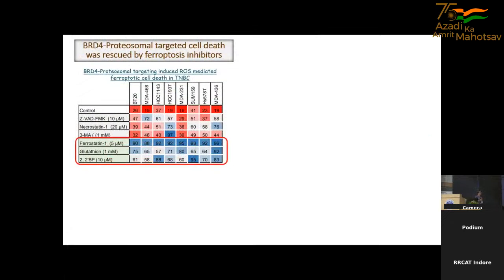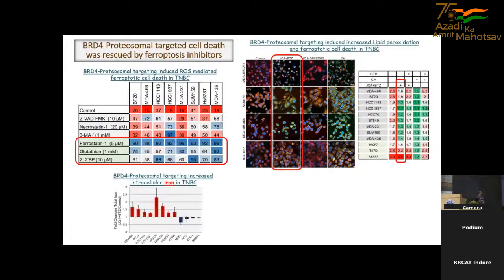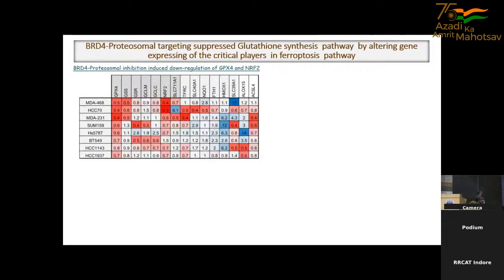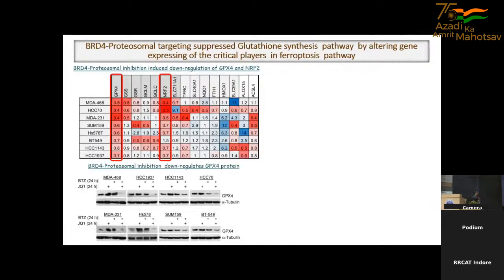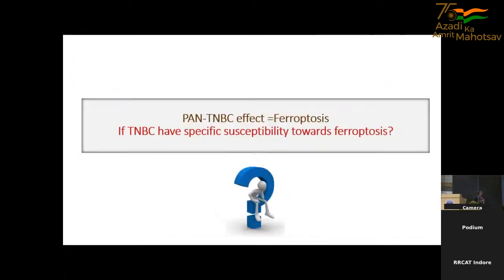So then we put some rescue experiments. And then we can analyze that, yes, this pathway is actually ferroptosis. And the specific lipid peroxidation was also seen. We could see that iron intracellular levels were high with this combination and glutathione was low. And then we could conclude that there were some factors like GPX4 was suppressed and NRF2 factor was increased. In this pathway, GPX4 was down. So all this indicates that there is a regulation of this pathway in this combination of drugs. So what we see is that the pan-cancer effect was actually with ferroptosis.